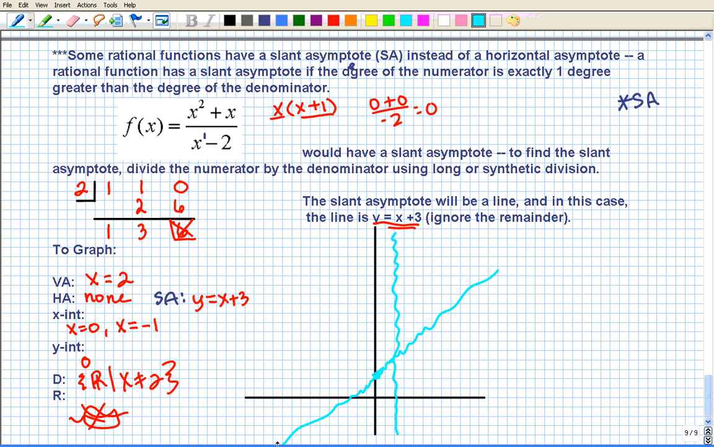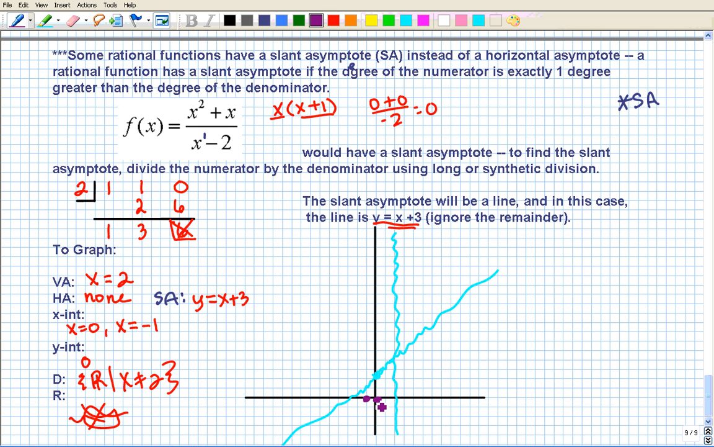Okay? And then we would want to, whoa, got crazy. All better. Then we would want to pick some points on each side of the vertical asymptote. So we'll pick some, and then don't forget we do have the x and y intercepts. So we've got x is 0 and -1. We've got an x-intercept at 0, we've got an x-intercept at -1. We have a y-intercept at 0, well it's already there.